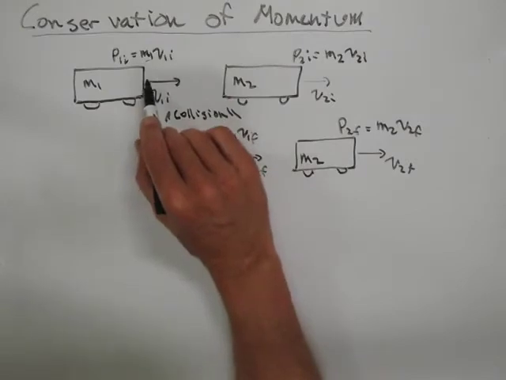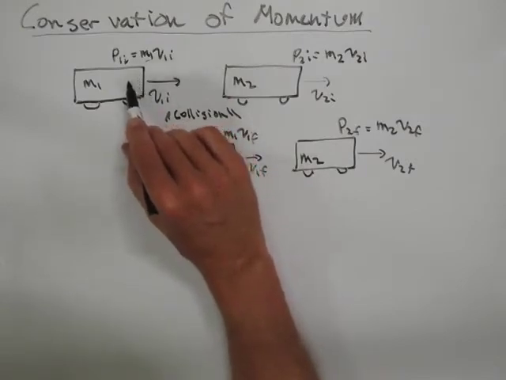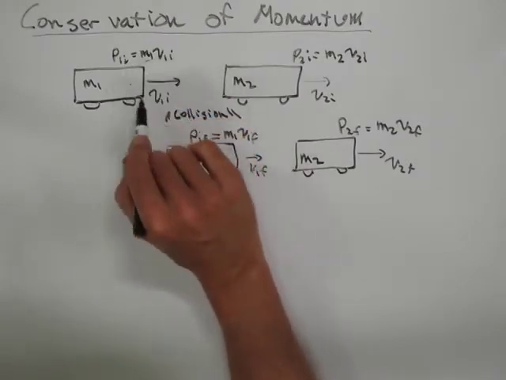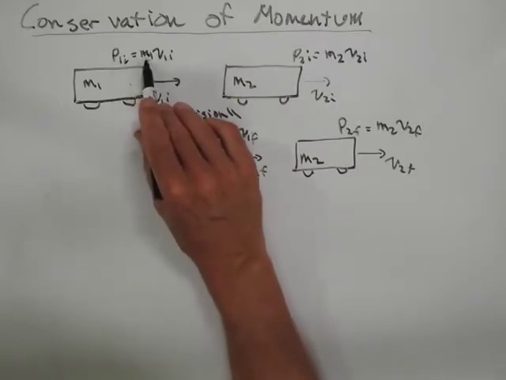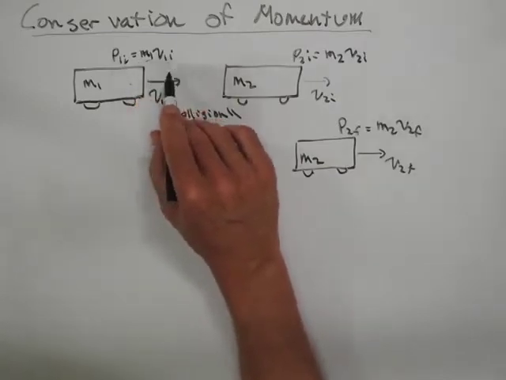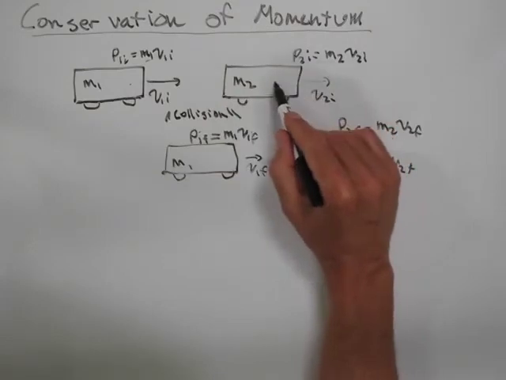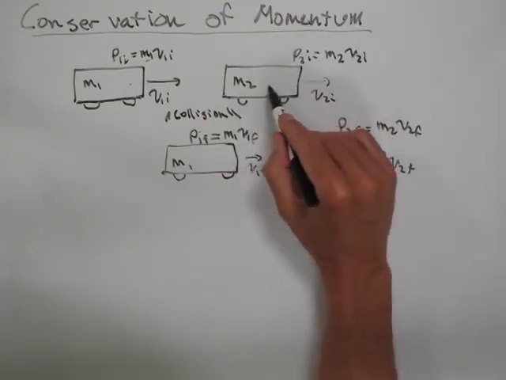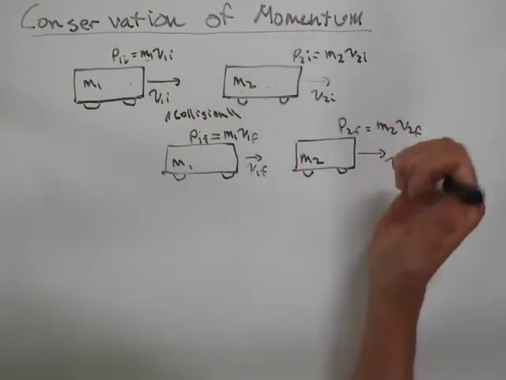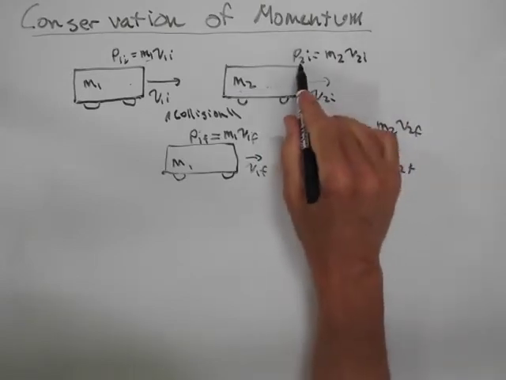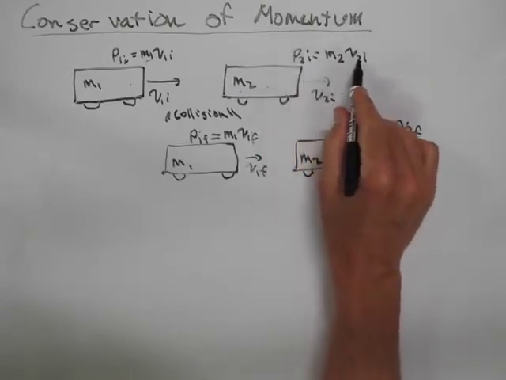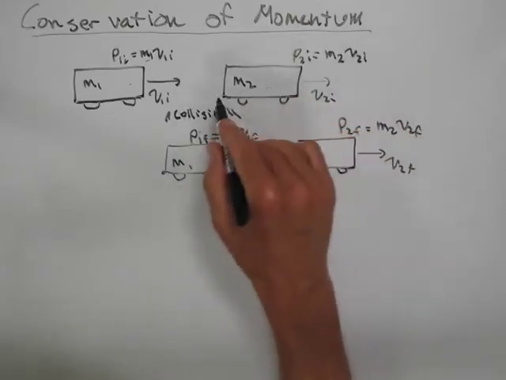And so I can say, look, this guy's momentum before the collision is just his mass times his velocity, so P1 initial is equal to M1 V1 initial. Similarly, cart 2's initial momentum, if it's traveling at V2 initial, is P2 initial equal to M2 V2 initial. Then there's a collision, right?